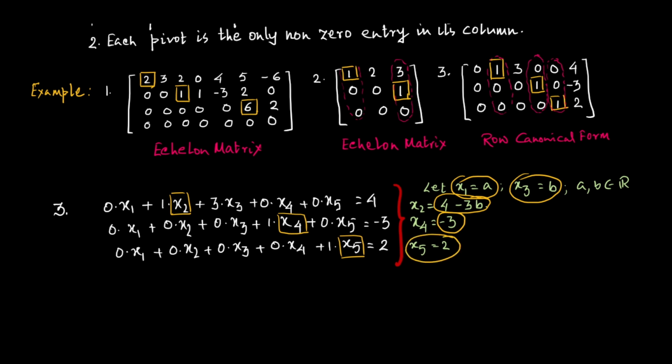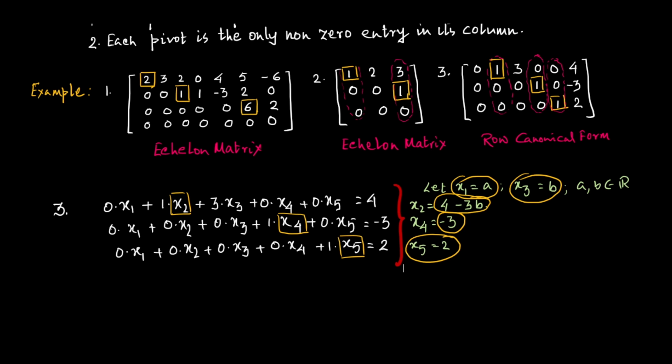So I got a solution more conveniently than we got in echelon form. Our calculation for obtaining the solutions, this back substitution, got reduced if I consider a system in row canonical form.